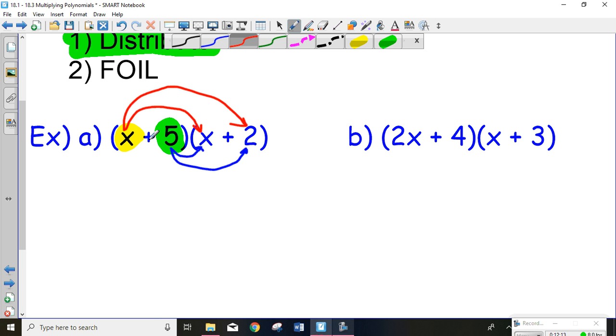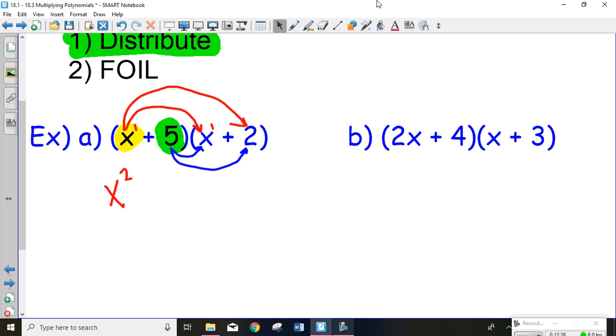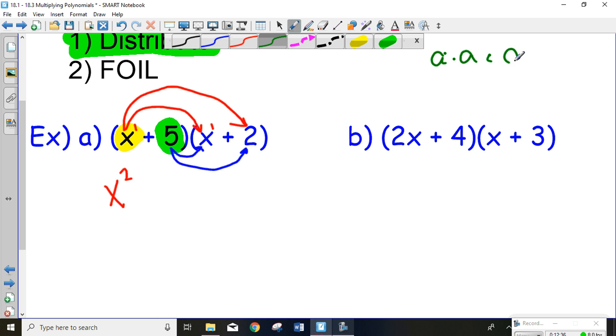So let's start here with our first term, x times the x. Again, both of these have understood ones on them. So x times x is x squared. And this is one you're going to want to remember, anytime I take any variable times itself. So if I do a times a, that would be a squared. Because again, both of them have those understood ones on them. So you're going to see that a lot.